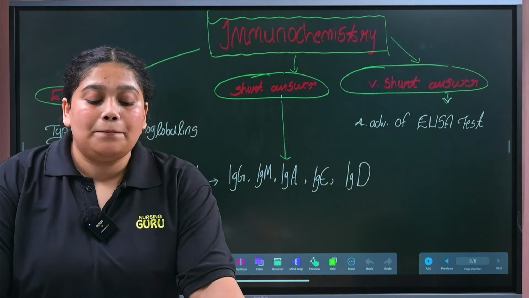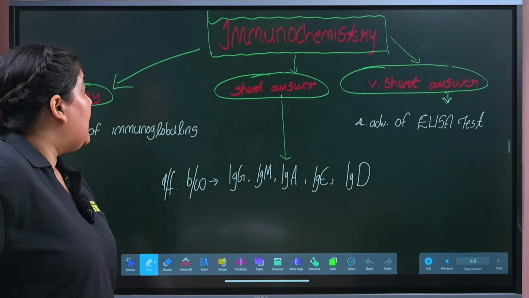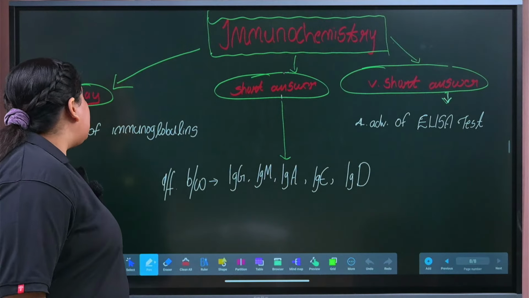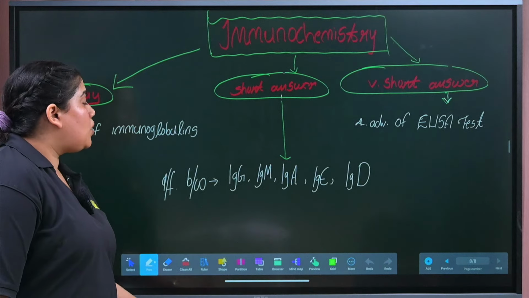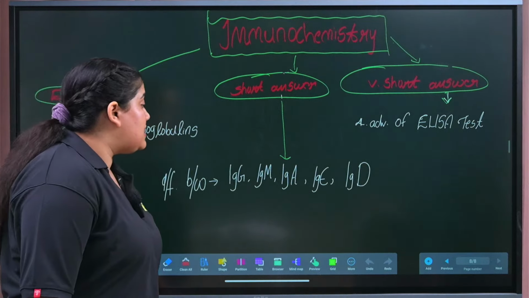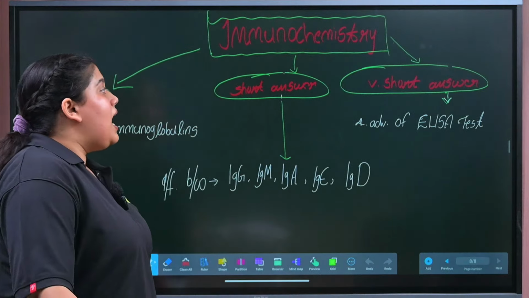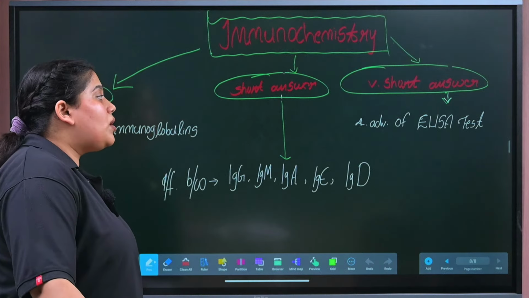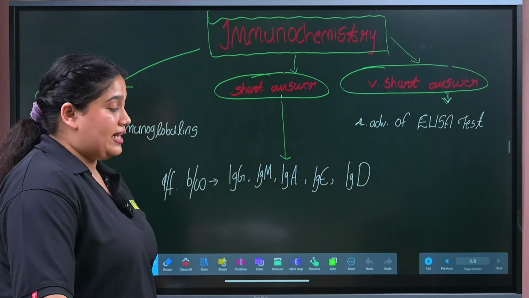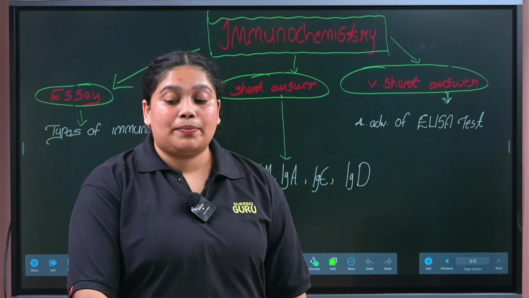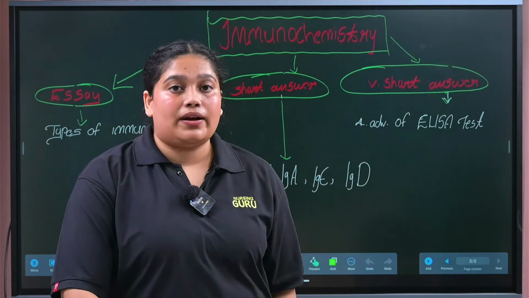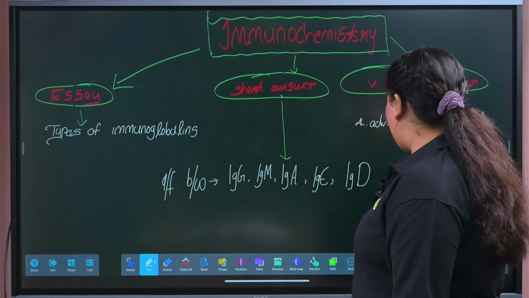So those are the questions from immunochemistry. Essay is types of immunoglobulin, short answer is difference between IgG, IgM, IgA, IgE and IgD, and the very short answer is 4 advantages of ELISA test. So these are the expected questions. We will just revise all the questions.